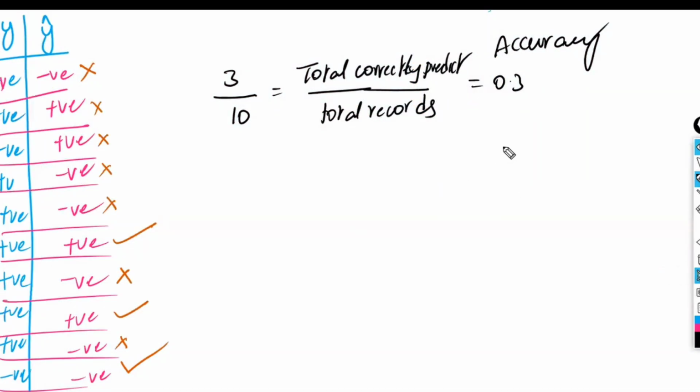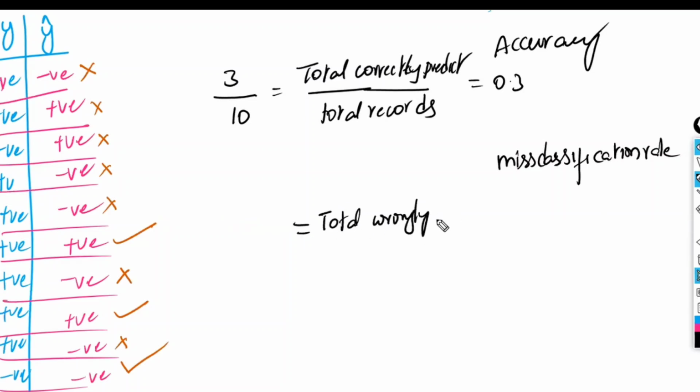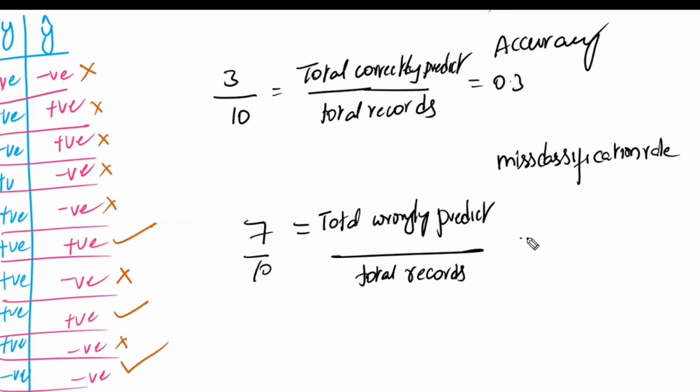Accuracy is clear. Now, misclassification rate. For misclassification rate, the formula is total wrongly predicted divided by total records, which is nothing but 7 by 10, which is 0.7. 0.7 is called misclassification rate, and this is called accuracy. Both of them are clear?